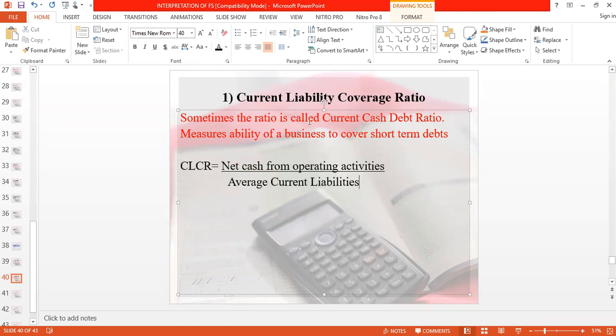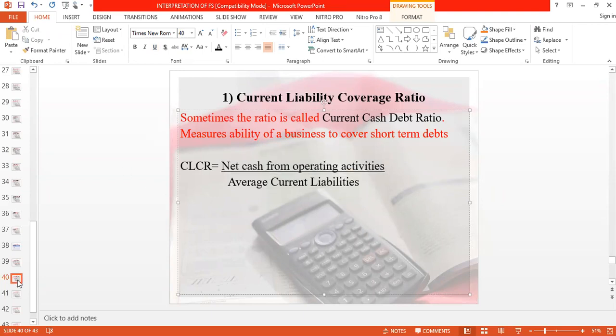So current liability coverage ratio, please write this formula somewhere as I move to the next slide, so that when we start solving, we don't go back to the slides. It is also called current cash debt ratio. It looks at net cash from operating activities. For average current liabilities, you have two liabilities, or if you have not been given two, you just use the current liabilities.